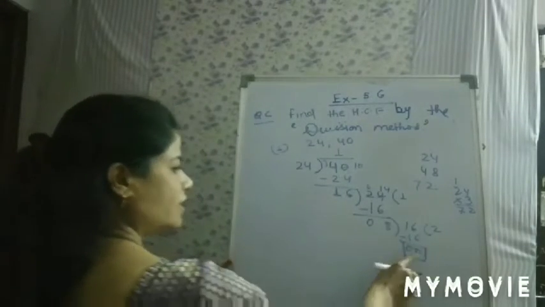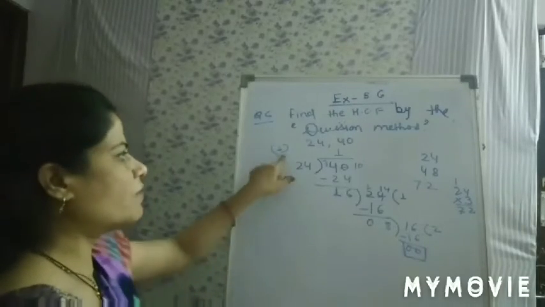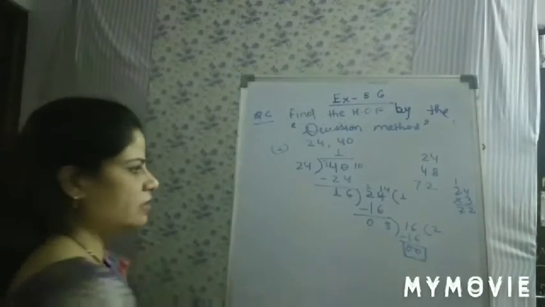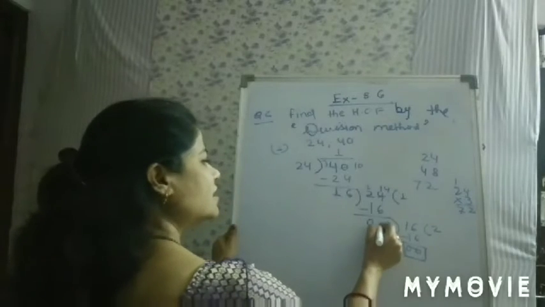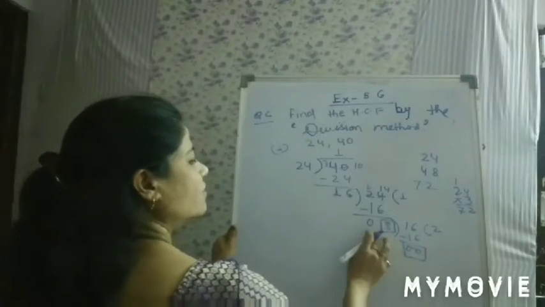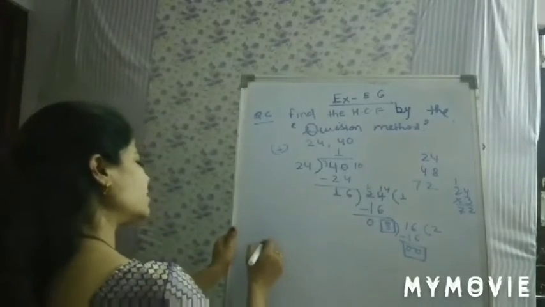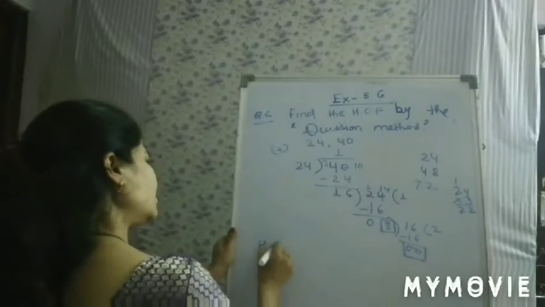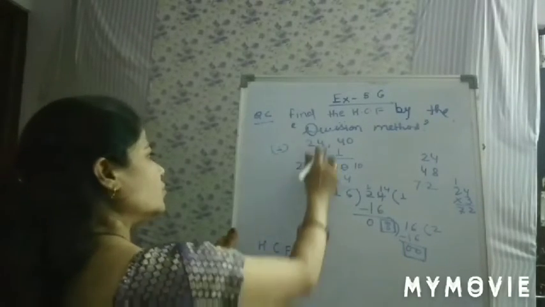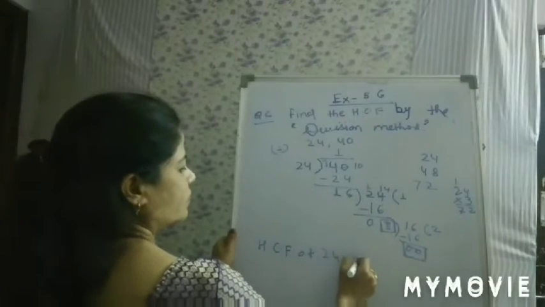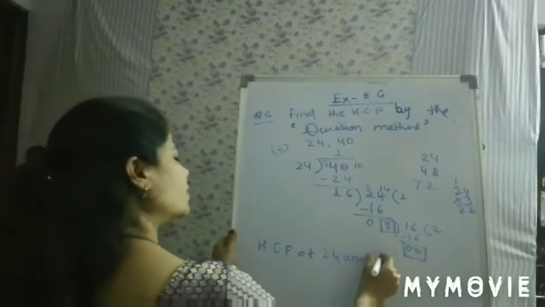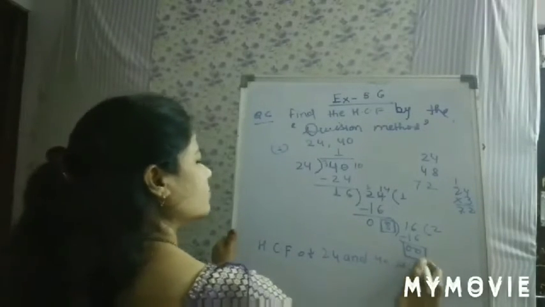So here we are getting remainder 0 at last. So our process stops here. The last divisor is 8. This last divisor is the highest common factor of 24 and 40. The highest common factor of 24 and 40 is 8.